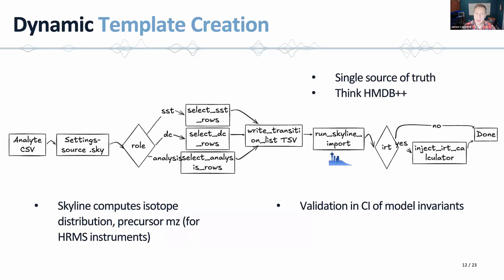I think of what we call colloquially the Analyte CSV a little bit like an HMDB++. It's a single source of truth for everything we know about all of the analytes that are under question. The key things that are being added there are relationship to internal standards, concentrations, like I mentioned, and then chromatographic characteristics.